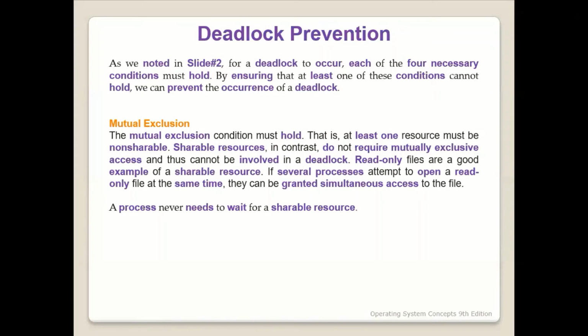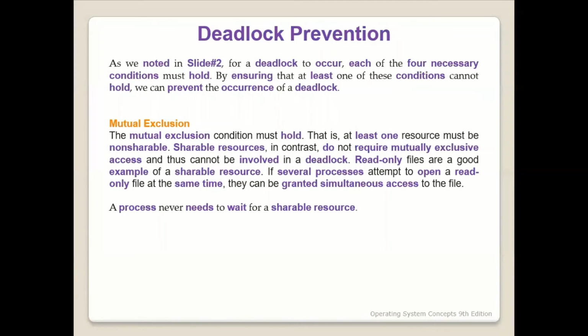When we started the chapter, we talked about the 4 conditions. If at least one of these conditions doesn't hold, then we can prevent the deadlock. We saw it at the beginning of the chapter, and the 4 conditions are mutual exclusion, hold and wait, no preemption, etc. So that's the thing we are going to discuss now.